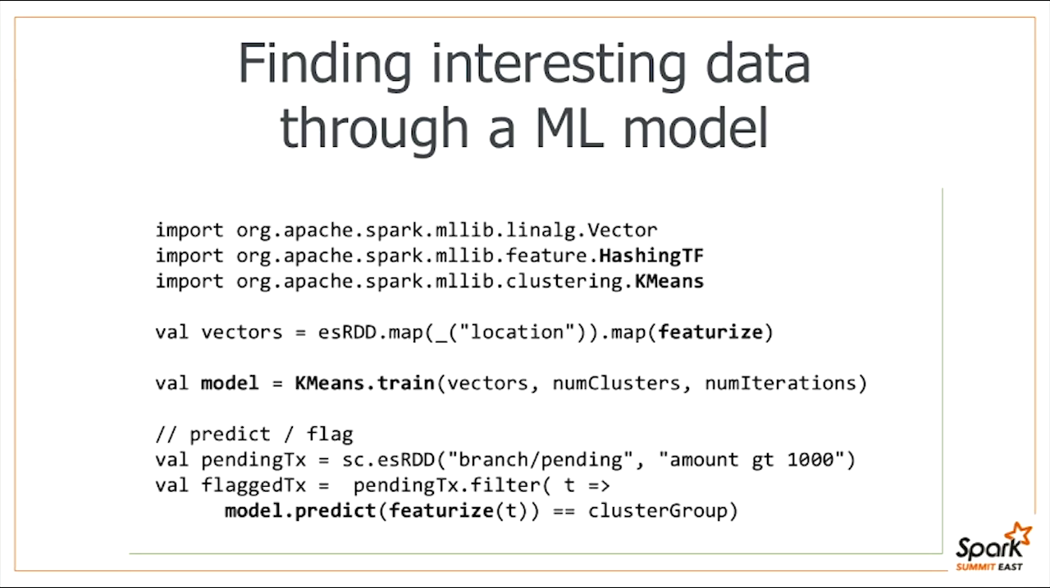So again, everything here is Spark code. This is the actual example for k-means. But the difference here is we're actually reacting to data and building a model in Elasticsearch. So we can create, as you see there at the bottom, a query, get the results back, such as the results that are pending, and filter them through the model.